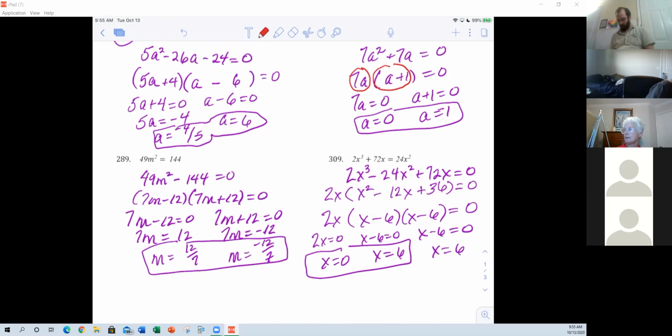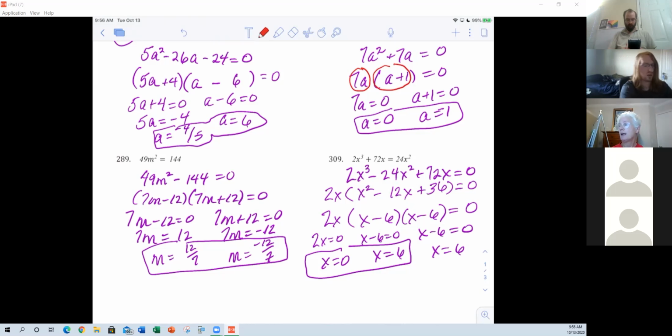And the last one, you first want to set it equal to 0 and put it in order of exponent. So not only set it equal to 0, but also put it in descending order of exponent. When we subtract that 24x², we also want to rearrange the polynomial so that it's in the right spot. So that's going to be 2x³ minus 24x² plus 72x equals 0. And then start factoring. And in this one, there is a GCF.